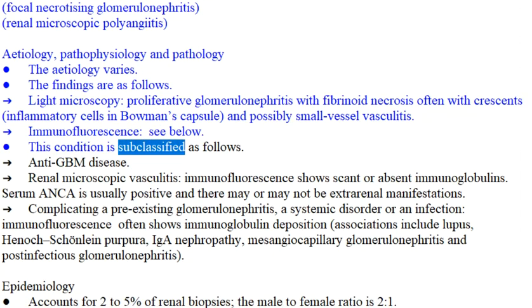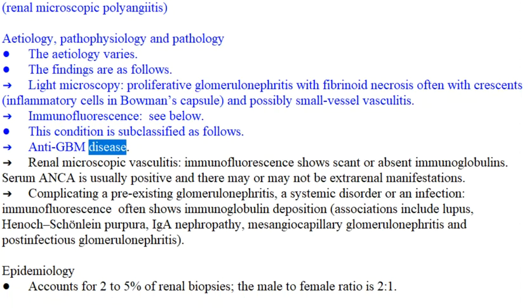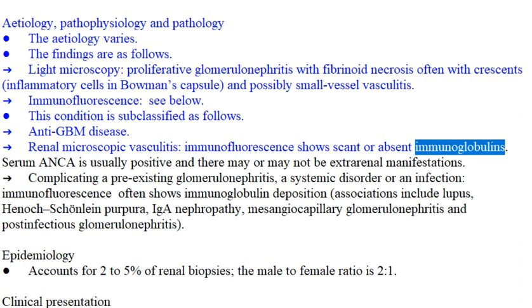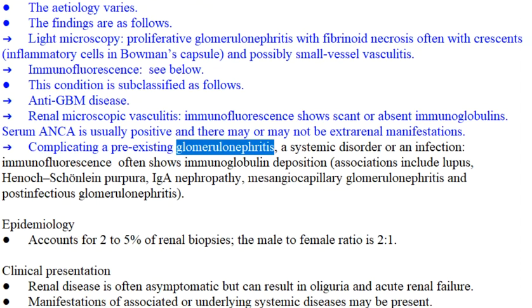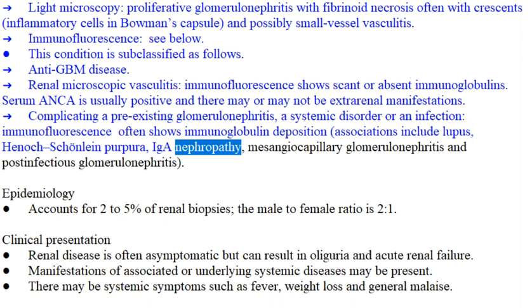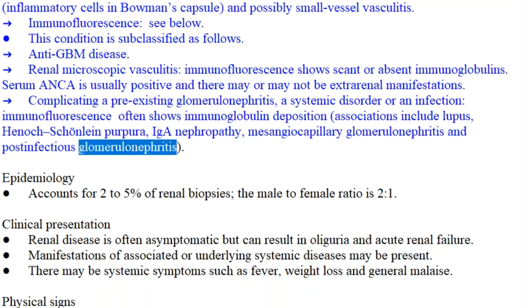This condition is subclassified as follows. Anti-GBM disease. Renal microscopic vasculitis: immunofluorescence shows scant or absent immunoglobulins. Serum ANCA is usually positive and there may or may not be extrarenal manifestations. Complicating a pre-existing glomerulonephritis, a systemic disorder or an infection: immunofluorescence often shows immunoglobulin deposition. Associations include lupus, Henoch-Schönlein purpura, IgA nephropathy, mesangiocapillary glomerulonephritis, and post-infectious glomerulonephritis.